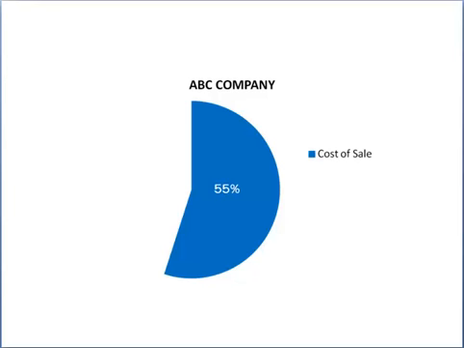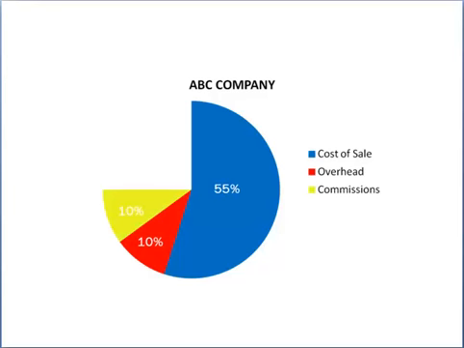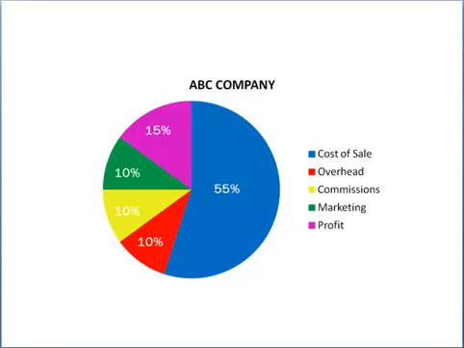Let's take a look in another way. We have our cost of sale at 55%. So 55% off the top of any contract will cover labor and material to deliver our product or service. Then you have your overhead, 10% in this case. Commissions will pay 10% on each sale. And then our budget allows for 10% in marketing, which will allow for 15% for our profit margins.